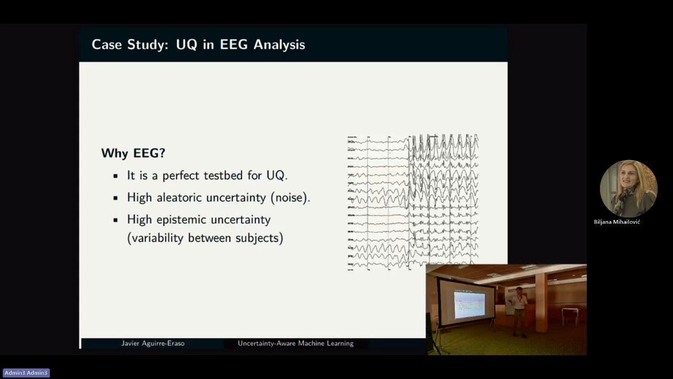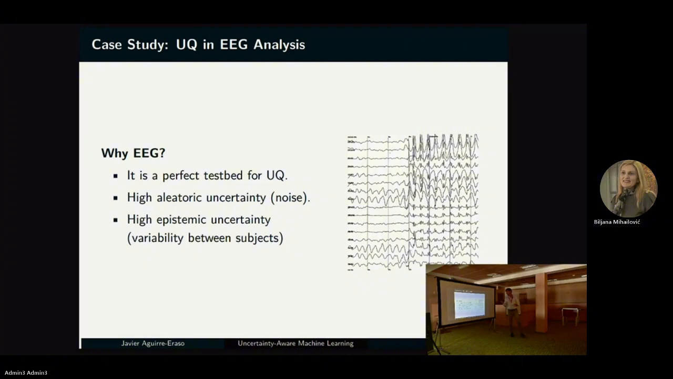So why EEG data? Why have I chosen EEG? Well, electroencephalogram is in neurology, and medicine is a field where we need to take special care when we make predictions, especially when we make wrong predictions with high confidence. So having a measure of the uncertainty that the model has when it makes a prediction is crucial in medicine.